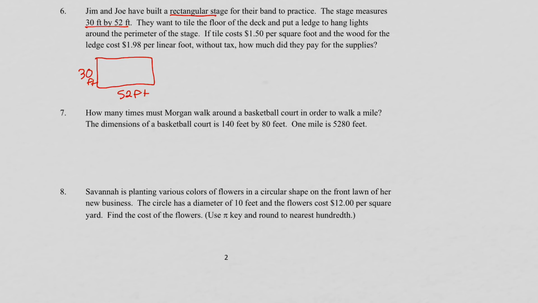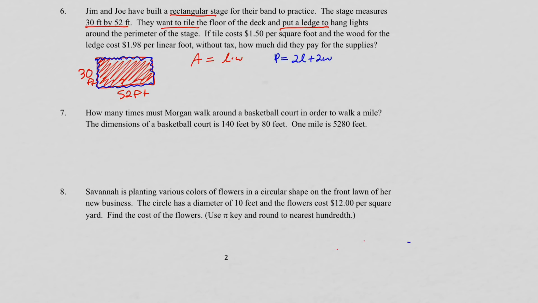They want to tile the floor of the deck and put a ledge to hang lights around the perimeter of the stage. Okay, so they want two things. They want to cover this with tile, so that's area. And they want to put a ledge. Okay? The ledge is going to be perimeter. So there's two lengths and there's two widths all the way around.